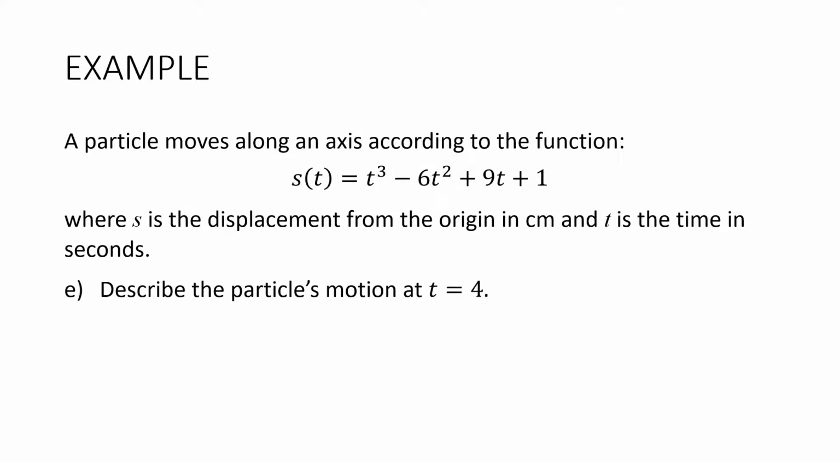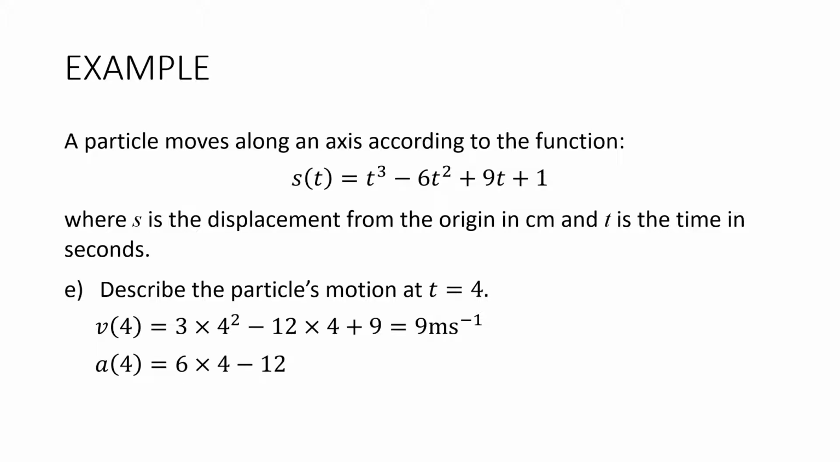And E, describe the particle's motion at t equals 4. So what we want to do here is find the velocity and the acceleration, say in which direction it's moving and if it's accelerating or decelerating. So here's v of 4, it ends up equaling 9 meters per second. So it's going in a positive direction.